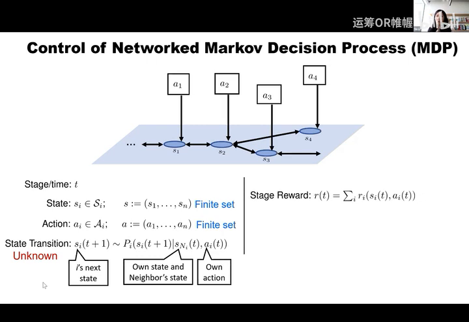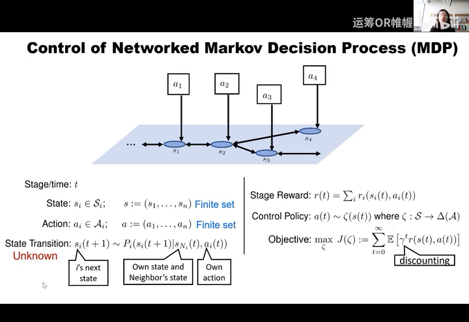Another critical feature here is that we assume at each time, the local reward for each node or each agent is based on its own state and its own action. The control policy is a standard control policy, just a mapping from the state to the action. We're going to focus on the stochastic policy, taking the observation to some random action according to the policy.